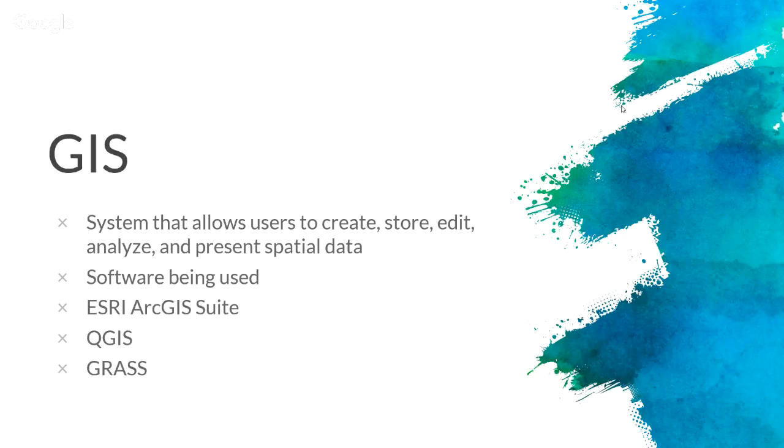If you prefer free open source, and I know a lot of people in Europe like to use QGIS, also known as Quantum GIS. It's free to download. You could download it right now. It's pretty much exactly the same as ESRI. The buttons just look different. They're in different places.